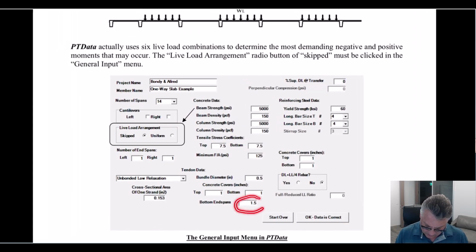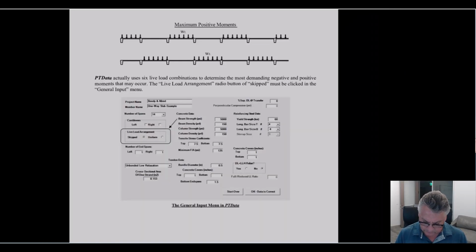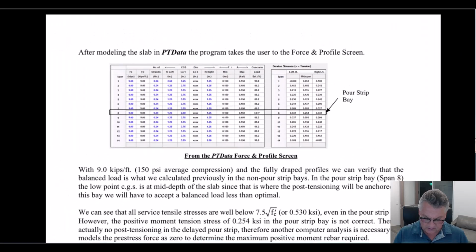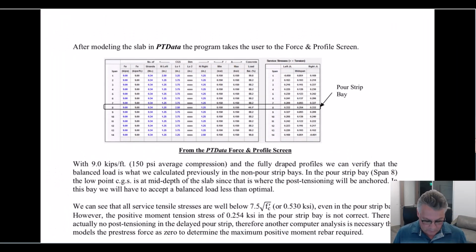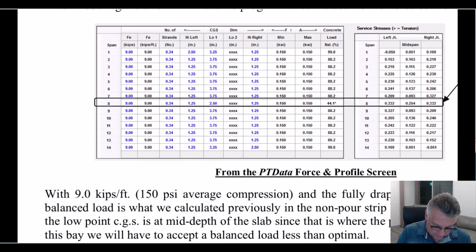That 1.5 is the end span concrete cover. By the way, I've rearranged this window in the latest version of PT data, so it's not going to look exactly like this when you use it, but it's a little bit cleaner, a little bit more organized. Remember, in span 8 here, we have a pour strip.